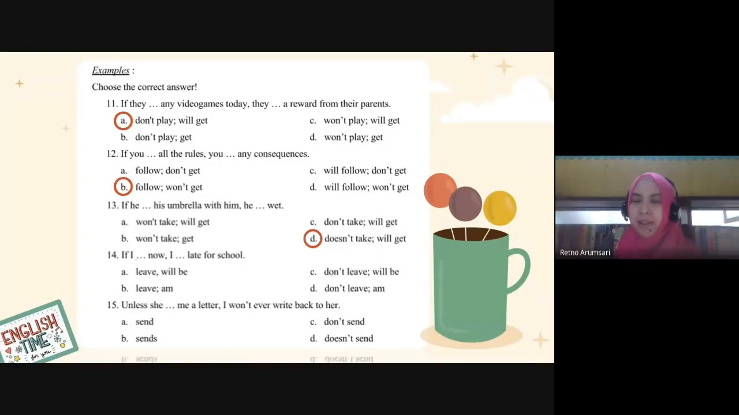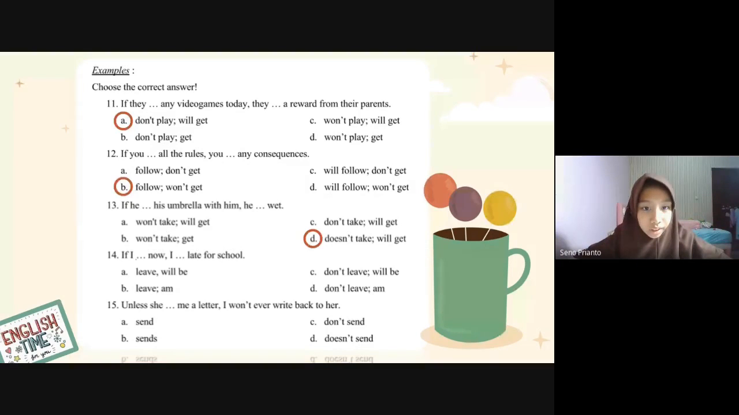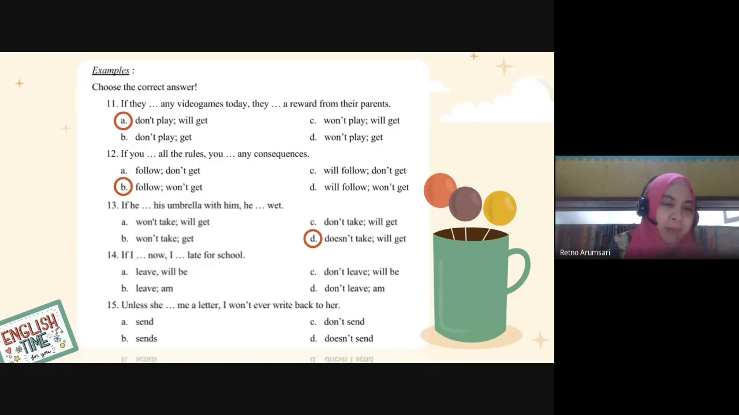Salma. If I don't leave now, I will be late for school. That's right, Salma. If I don't leave now, I will be late for school. Here you have to decide which answer makes the condition support the result, because you use if, right? So the condition must support the result because you use if. Okay, thank you, Salma. And next, Sultan.